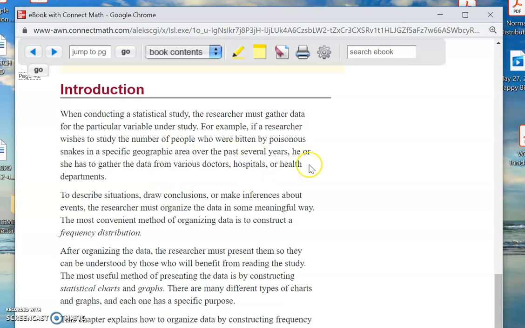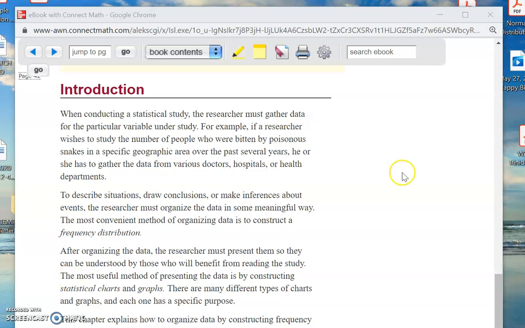Okay, so I think the first part here is pretty self-explanatory. When the researcher is gathering data for some particular variable, as an example, wants to study the number of people who are bitten by snakes in a certain area, you have to gather the information from various places, right? Pretty soon you have all this information. It's just a mess. You can't really draw any conclusions from it. It's very difficult for you to really make any sense out of it. So that would be, as we discussed before, descriptive.